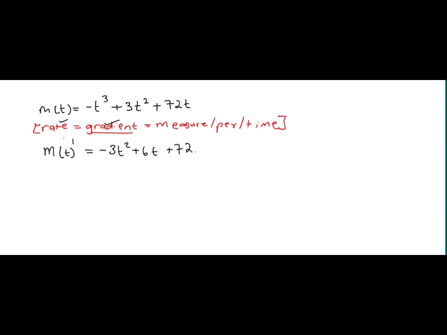Maintaining the fact that t is time measured in hours, that is minus 3 into 2 squared plus 6 into 2 plus 72. You just do the mathematics from here. That'll be minus 12 plus 12 plus 72, so the solution is 72. That means the rate at which the molecules in the bloodstream change at exactly 2 hours after the drug is taken will be 72.